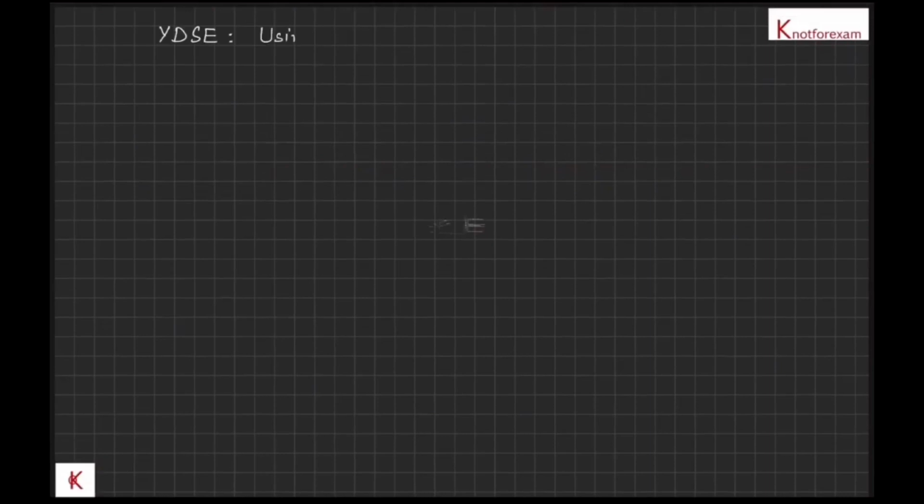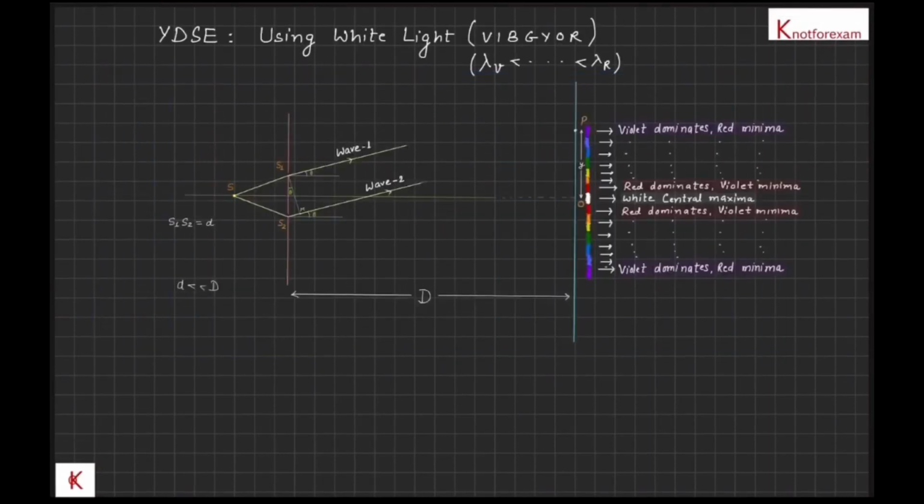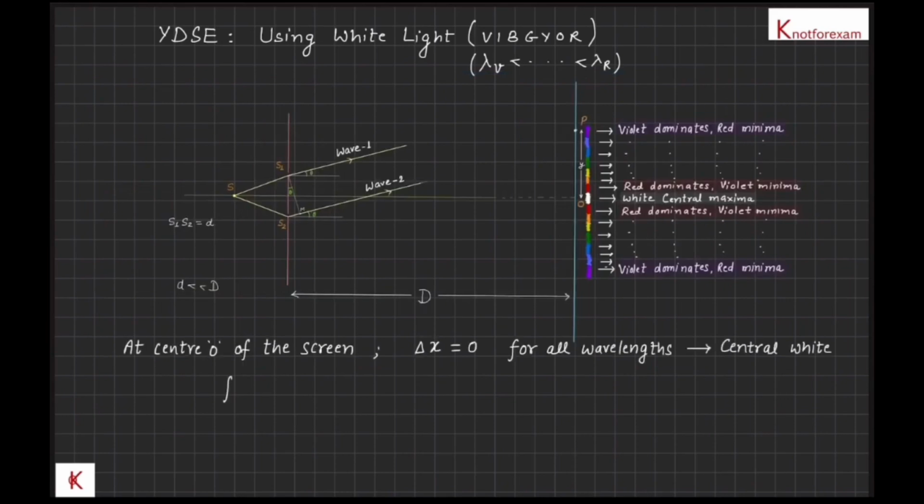We are going to discuss YDSE using white light. At the center of the screen, the path difference of the two waves from S1 and S2, delta x, will be 0 for all wavelengths. So, the center of the screen is white due to the overlap of maxima of all wavelengths.